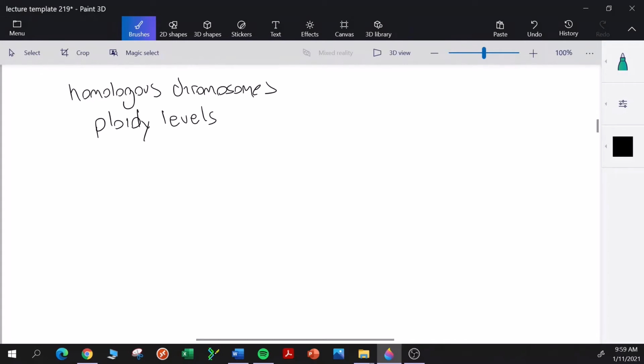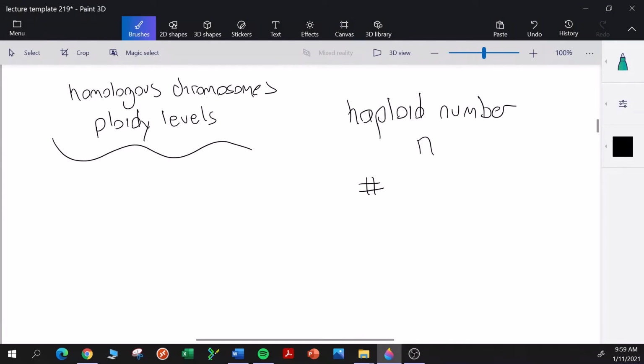So one thing I forgot to talk about is the concept of the haploid number. And the haploid number, which is often abbreviated with the symbol n, a lowercase n, is the number of chromosomes in a set of chromosomes. So the haploid number is different for each organism, or can be different for each organism.